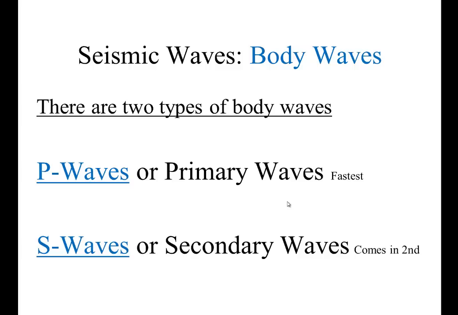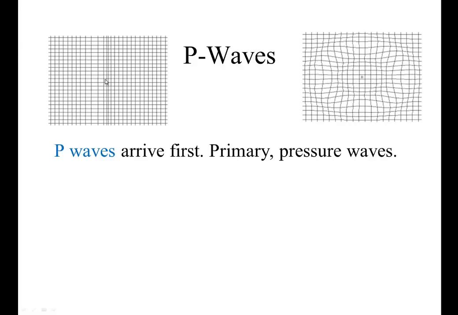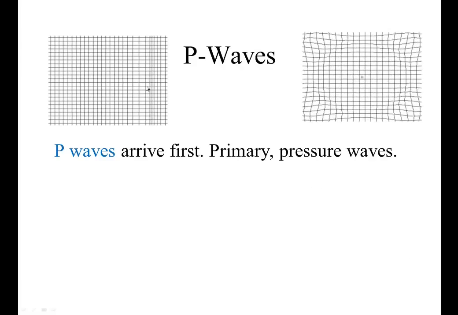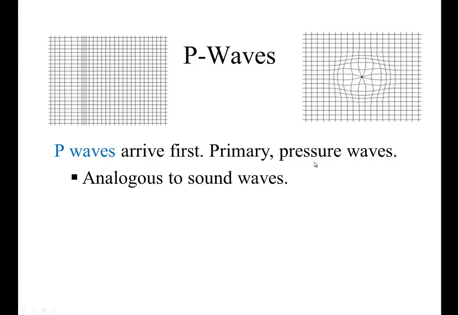We also have S waves, secondary waves. These are more complicated waves, and I'll show you what they look like next, but these come in second. They only travel at 4 kilometers per second. Still a pretty good clip, but they don't travel as quick as the primaries. These are primary waves, and if you take a look, they're basically shape changers. They arrive first. They're called pressure waves. They're analogous to sound waves.